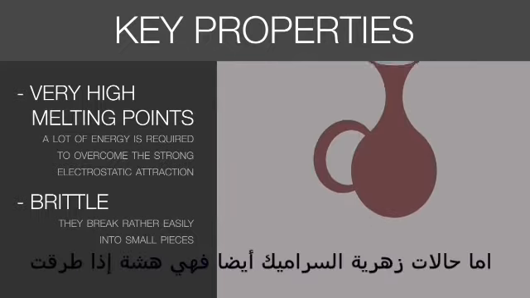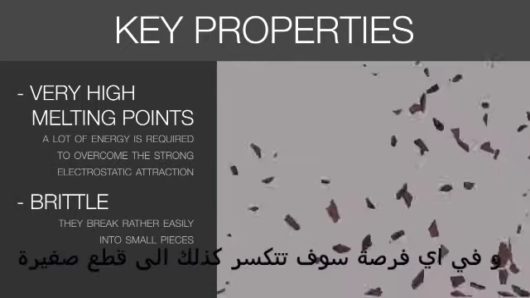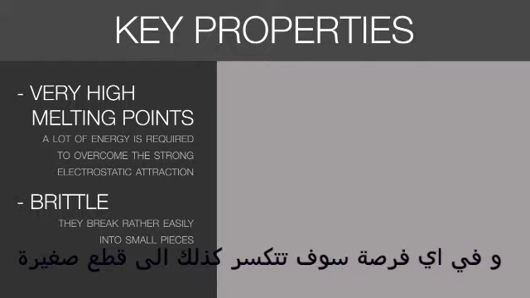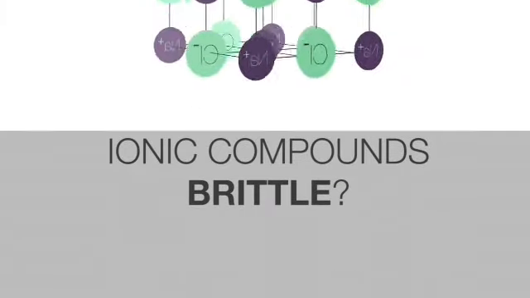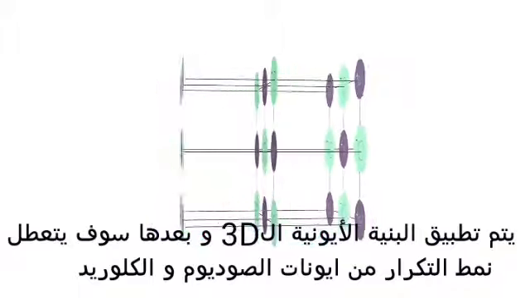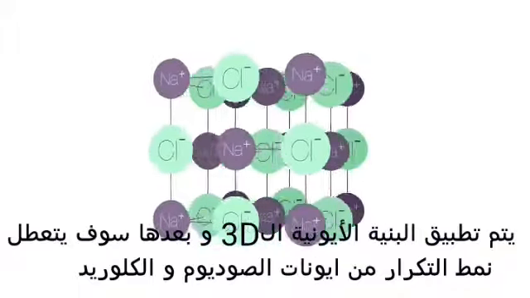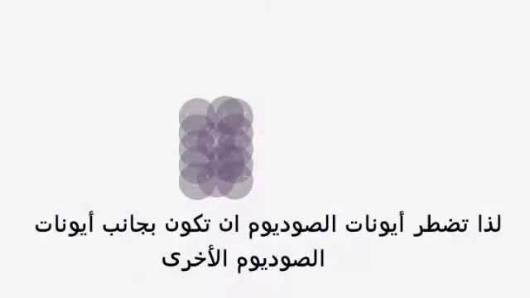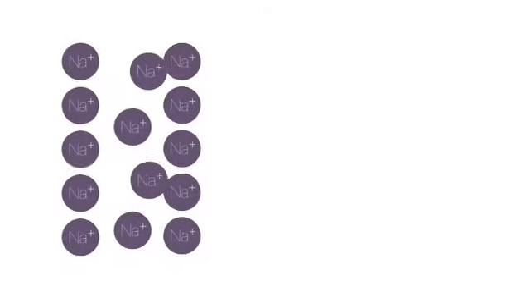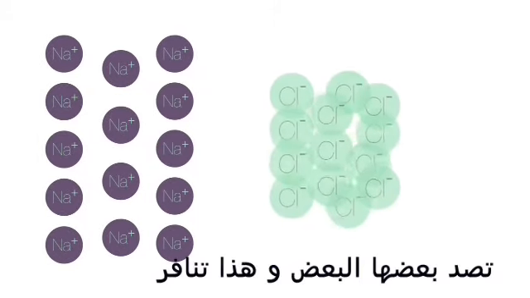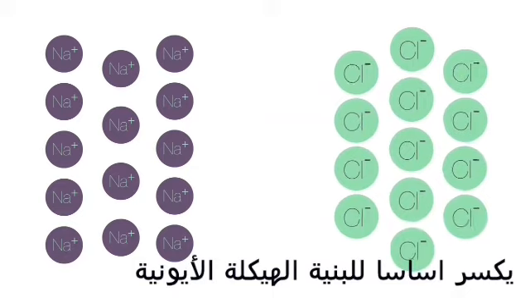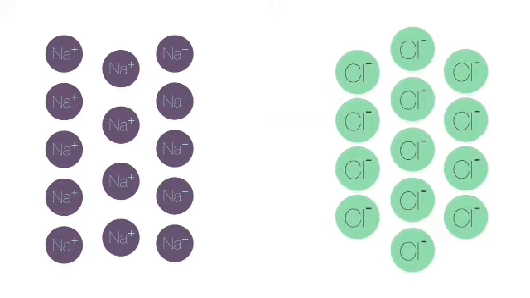A ceramic flower vase is also brittle. If knocked over, chances are it will break into small pieces. But why are ionic compounds brittle? When a force is applied to the 3D lattice structure, it will disrupt the regular repeating pattern of sodium and chloride ions. So the sodium ions are forced to be next to other sodium ions, and the same is seen with chloride ions. Like charges repel one another, and this repulsion essentially breaks the lattice structure.